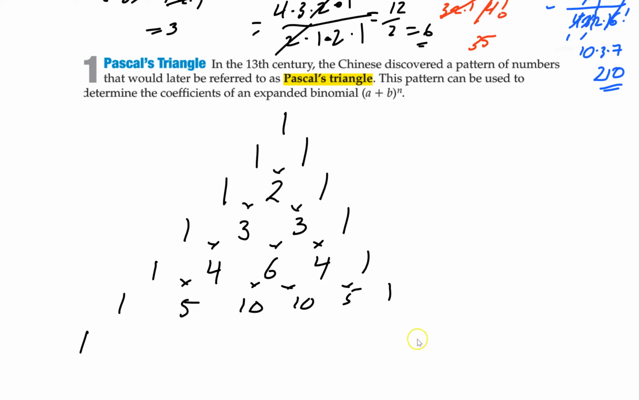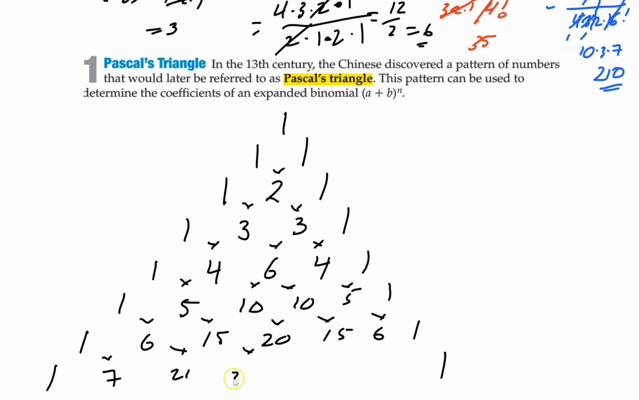We'll go a couple more rows. So 6, 15, 20, 15, 6. I'm going to do one more row just to show you, right? So bring down the 1s. 7, 21, 35, 35, 21, 7. So that's Pascal's triangle down 7 rows. You keep on going for as long as you want. It's always going to work out that way.